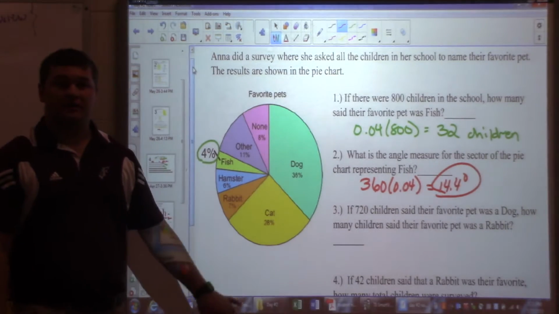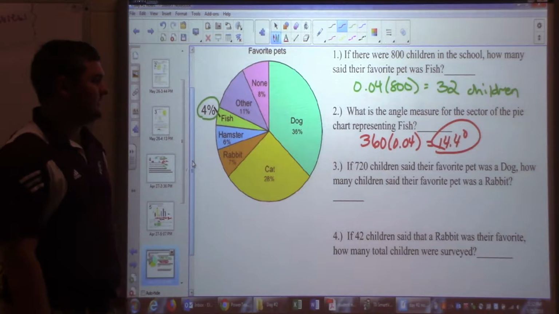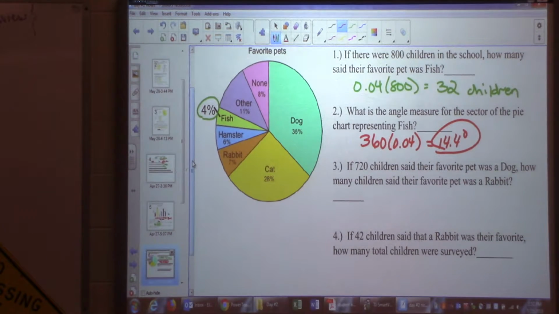Any questions so far? Oh, the next one's where it gets a little tricky. If 720 children said their favorite pet was a dog, how many said their favorite pet was a rabbit?